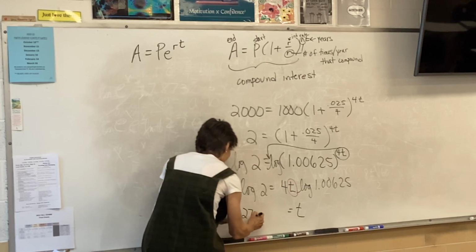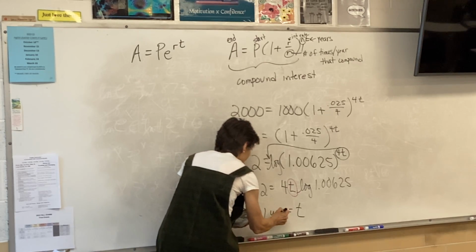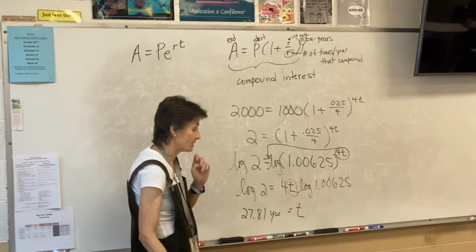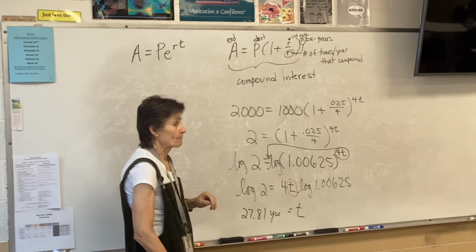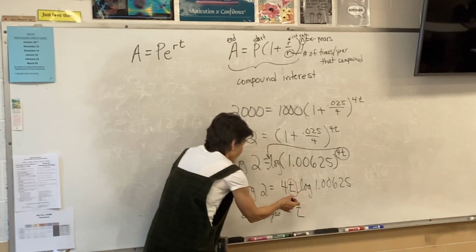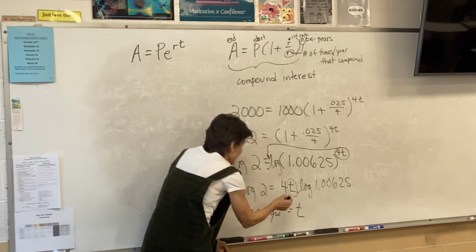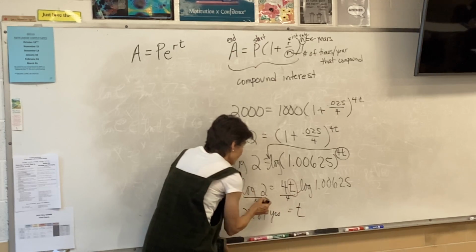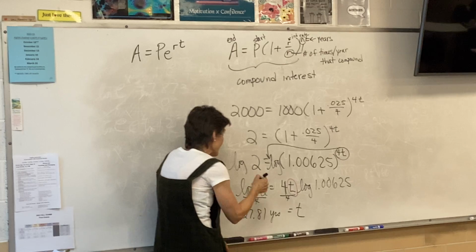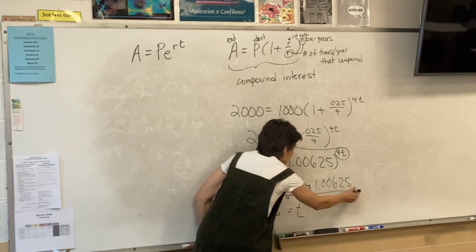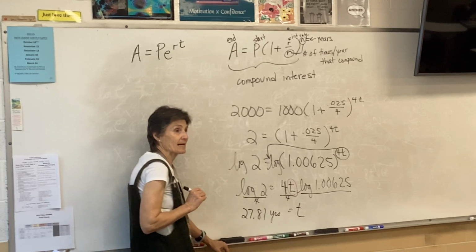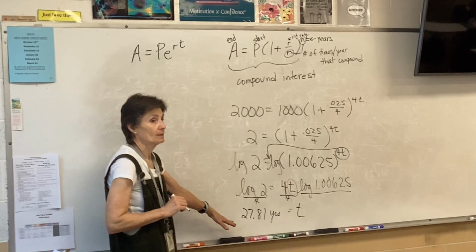So we're going to back up and talk about that. It's about 27.81 years. To get t by itself, we have to take this right here and divide by 4. So I did that, divided by 4. And then I have to take whatever that is and divide it by that. And I did that in a second step and got this answer.